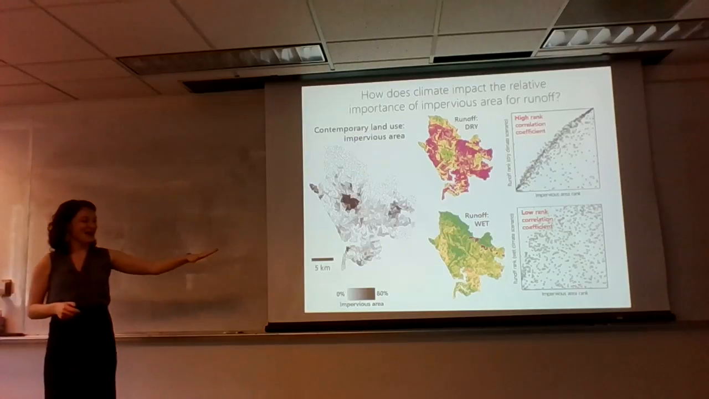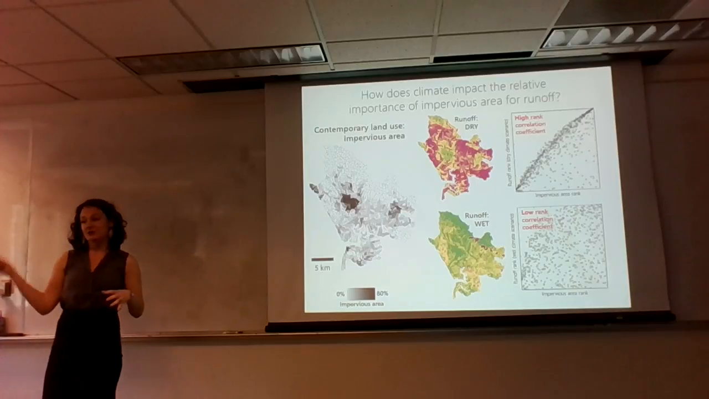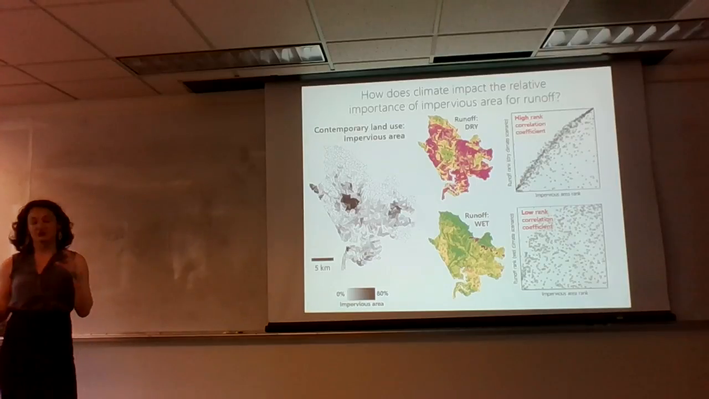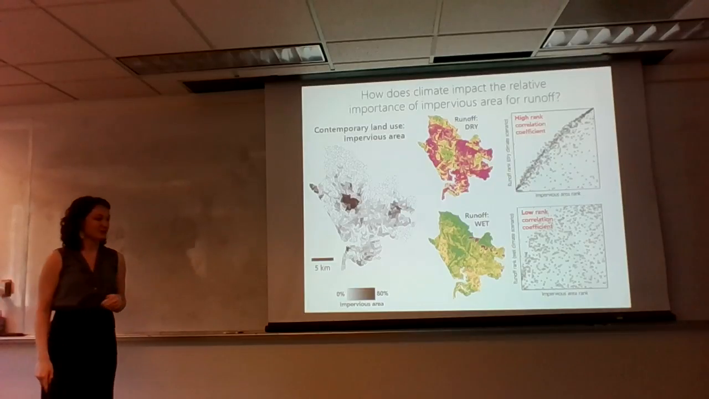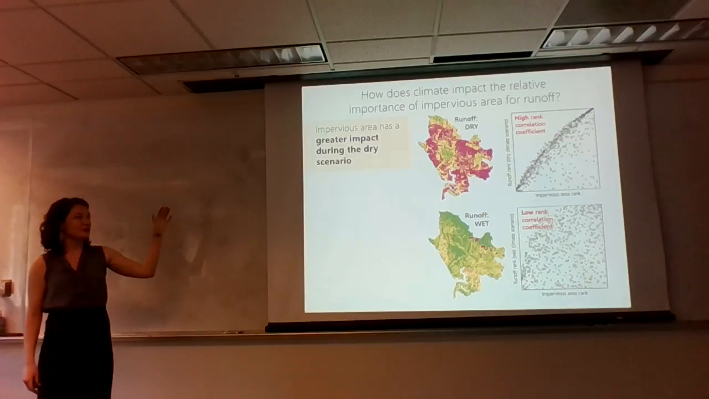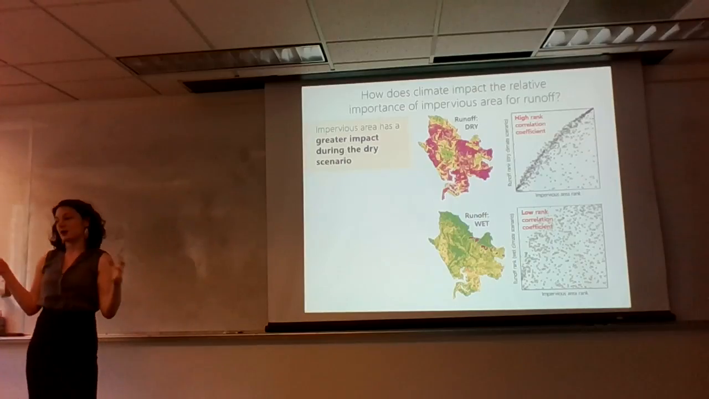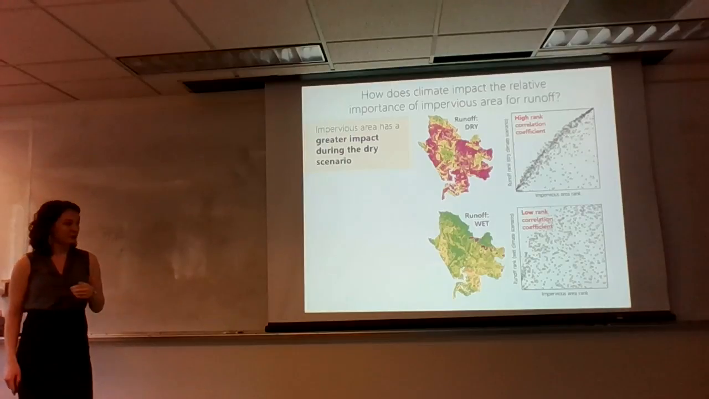I forgot to mention that during the wet scenario, impervious area is less important, but other soil properties such as the storage and routing parameters were much more important for determining runoff generation during the wet climate scenario. And so these results demonstrate that impervious area has a larger impact on determining how much runoff is generated during a dry climate compared to a wet one.